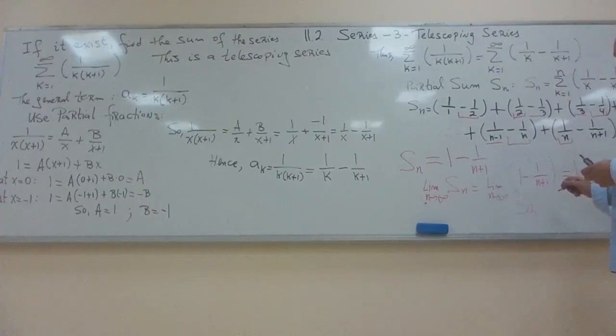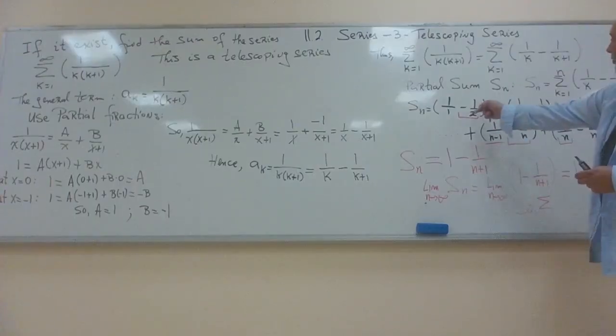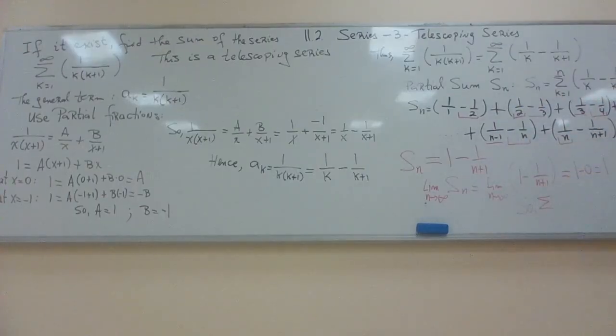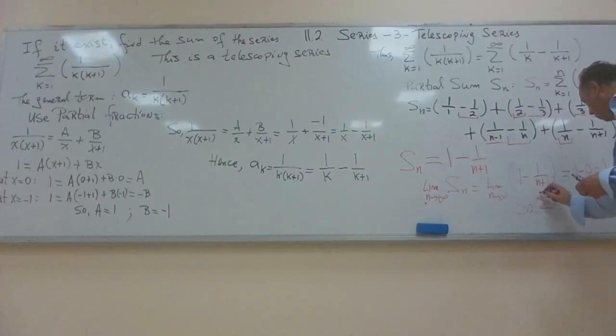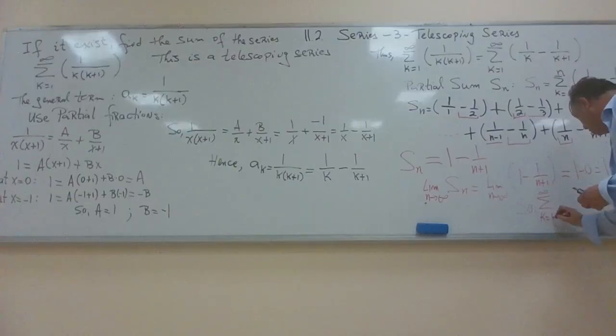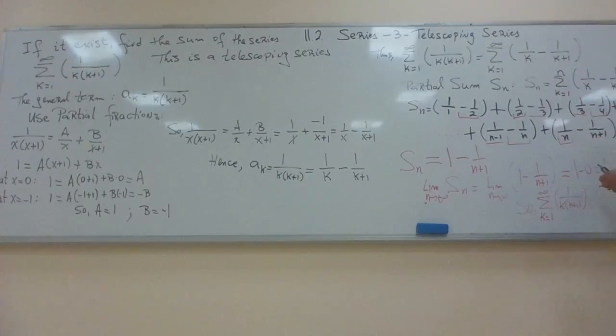So the telescoping series, now you see why it's called telescoping, because a bunch of terms are just removed. So my telescoping series, the sum of 1 over k times k plus 1, is equal to this, right? I will write it once, though we don't need to. So this sum is equal to 1. So this series is convergent.